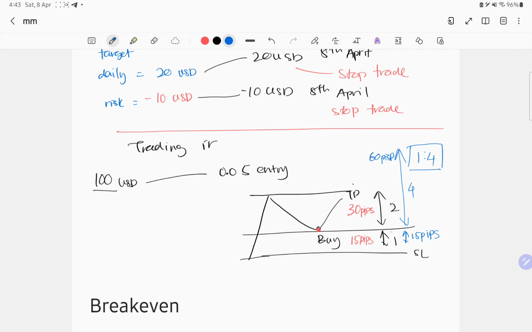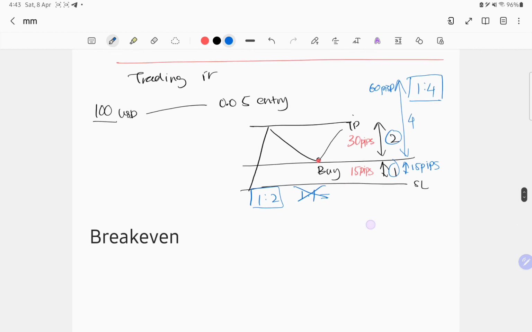So you can start from a minimum of 1 to 2. Don't go around 1 to 1. If you win 10 pips and lose 10 pips, there's nothing much you can earn. So this one, don't follow. You have to be at a minimum 1 to 2 win ratio.